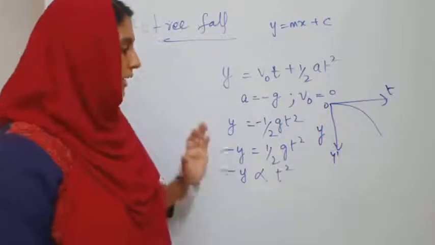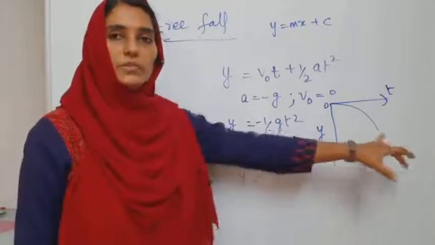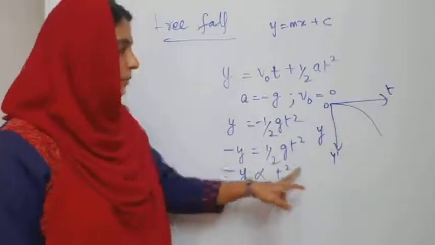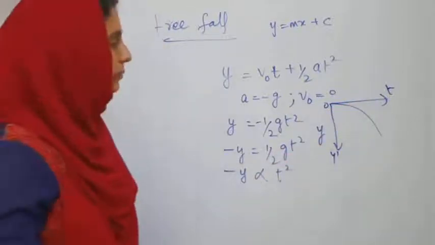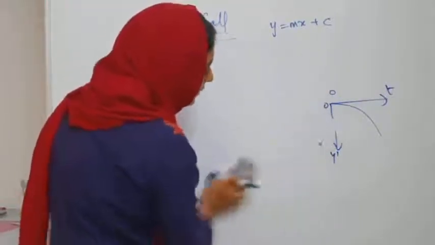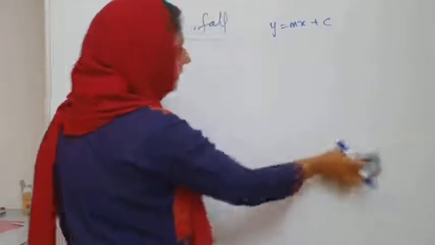So the position-time graph of a freely falling object will be in this manner, minus y proportional to t square. So these are the two important graphs you need to consider. Actually the position-time graph has been taken away from your syllabus, but in free fall we can consider that.